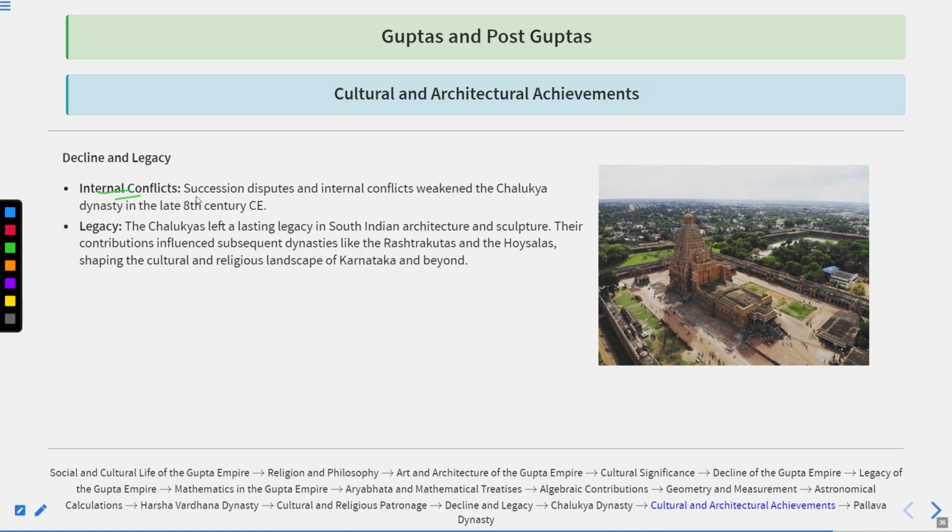If we talk about the decline, succession disputes and internal conflicts weakened the Chalukya dynasty in the late 8th century. The Chalukyas left a lasting legacy in South Indian architecture and sculpture. Their contribution influenced subsequent dynasties like the Rashtrakutas and the Hoysalas, shaping the cultural and religious landscape of Karnataka and beyond.